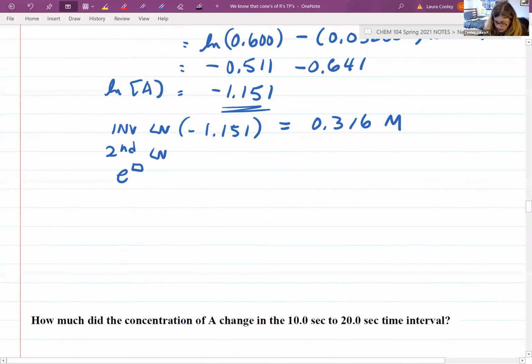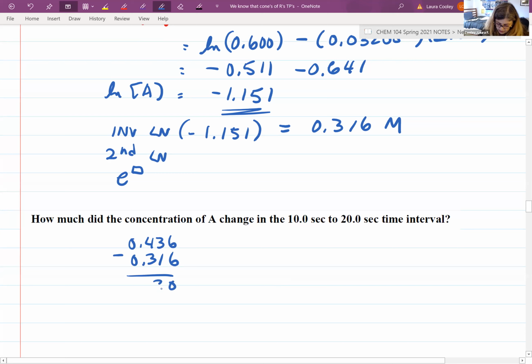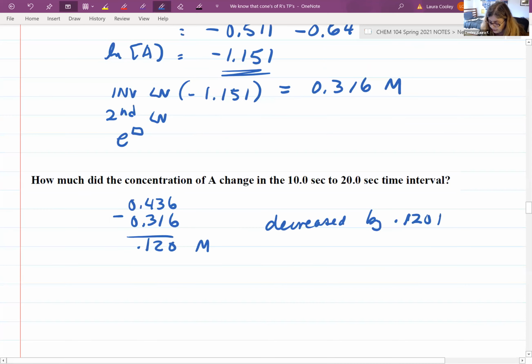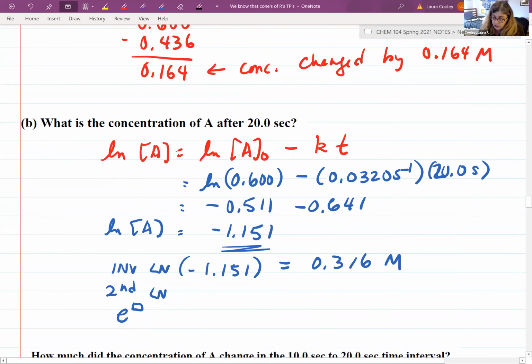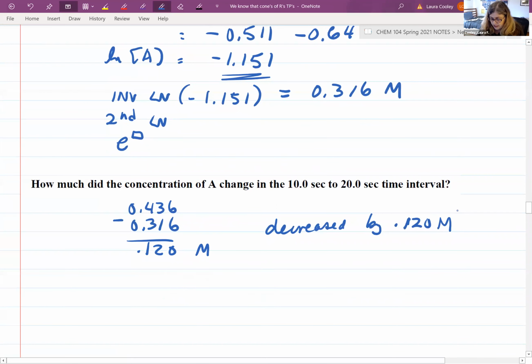Okay, so if you want to figure out what was the change in concentration for this 10-second interval, it went from 0.436 to 0.316, which is 0.120. So it decreased by 0.120 molar. Why am I doing those differences? I have one reason and one reason only, and that is to show you that the concentration changed by 0.164 in the first 10 seconds and by 0.120 in the second 10 seconds.